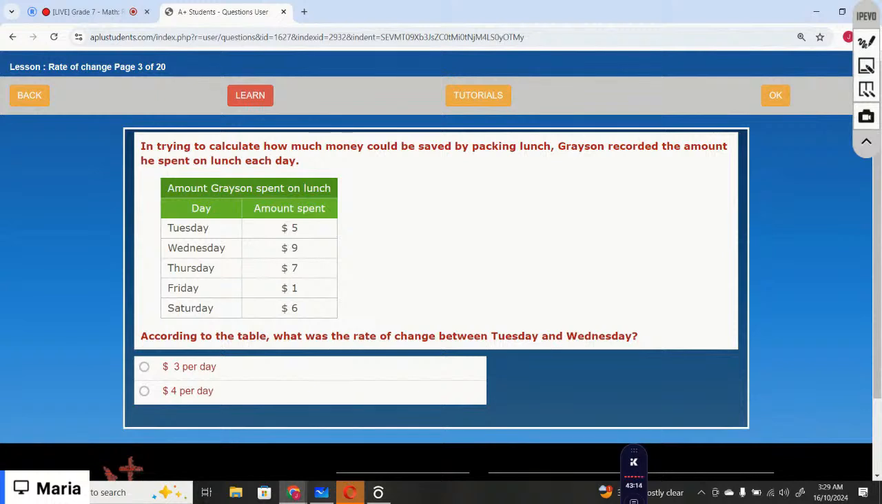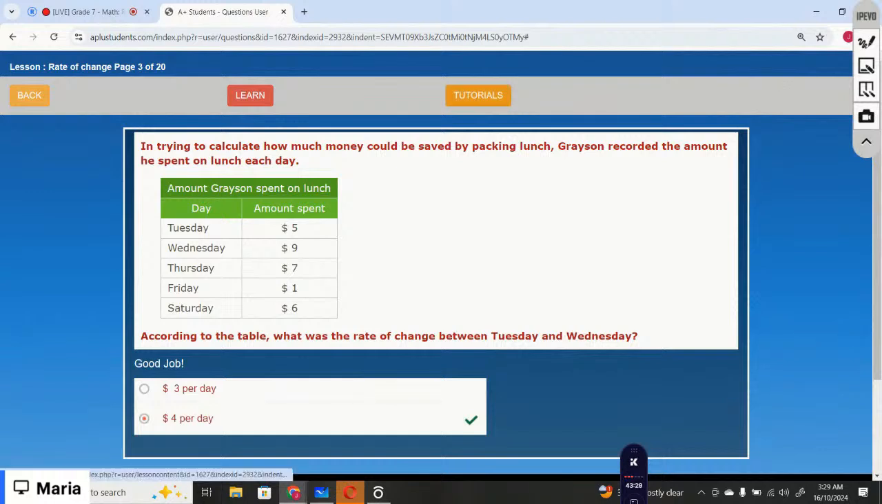That is $4 per day. Option number 2 is the correct option, right? 9 take away 5 is 4, and the difference between the days is 1. So, that is $4 per day. Option number 2 is the correct option.